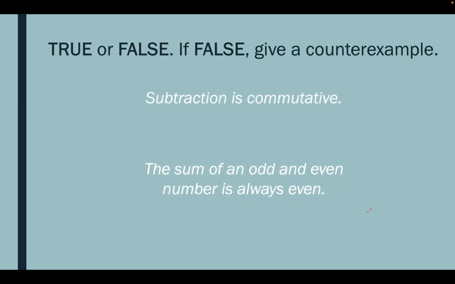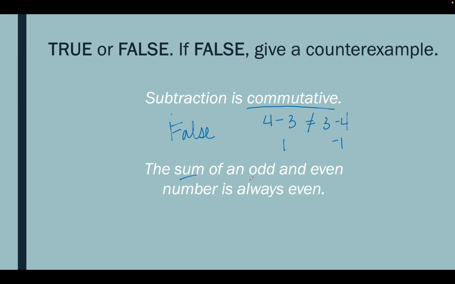Take a moment to decide if this is true or false, and if it is false, give a counterexample. We know that only addition and multiplication are commutative, so subtraction is not, so that's false. We can show the example by saying that 4 minus 3 is not the same as 3 minus 4. This would be 1, and this would be negative 1.